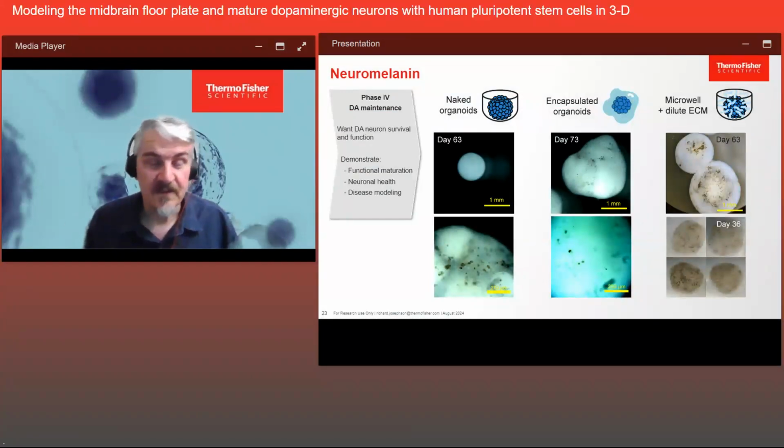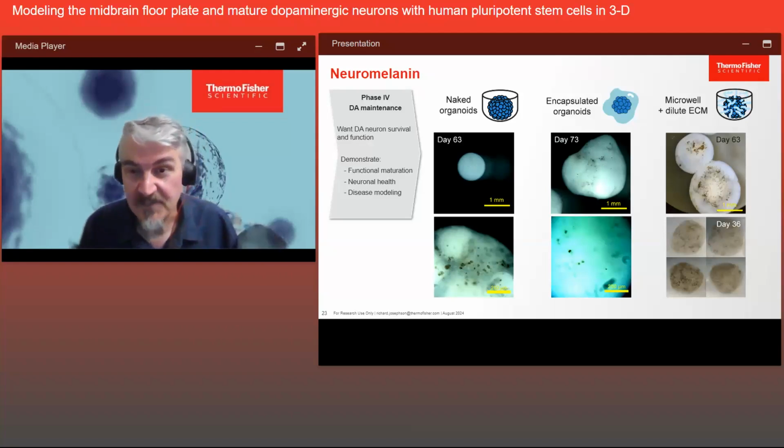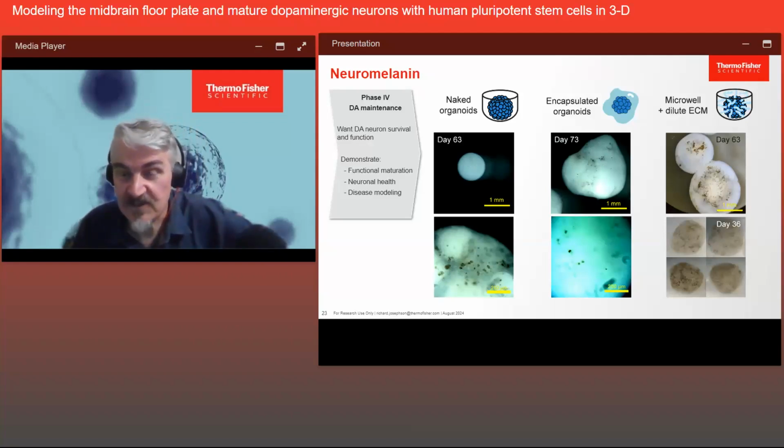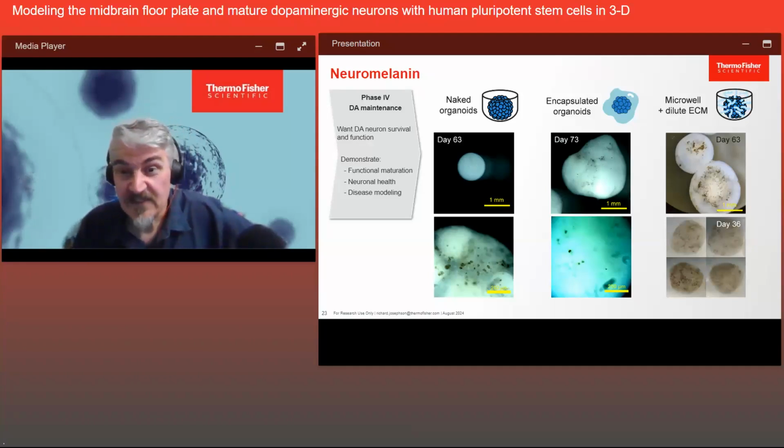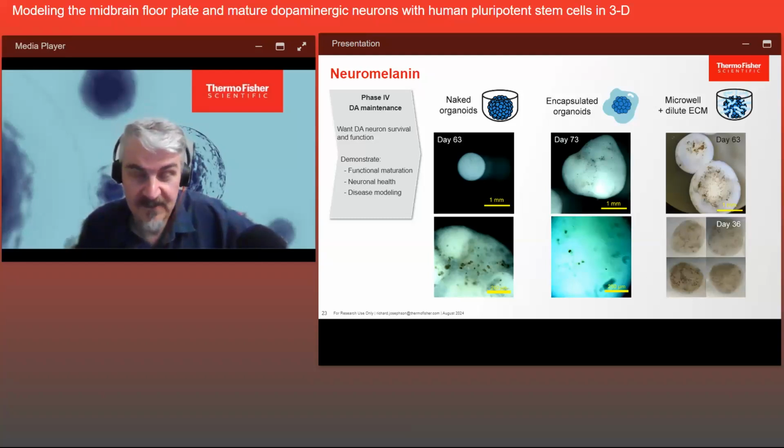We also observed this reddish-brown neuromelanin pigment in encapsulated organoids, which is the set of pictures at the center of this slide. Typically, after 9 or 10 weeks of culture, we see these clusters of reddish-brown spots. It can be seen in the unencapsulated organoids formed in microwells or free-floating as well, but it's rare, and usually there are only a few spots per organoid, as you can see in the day 63 images on the left.